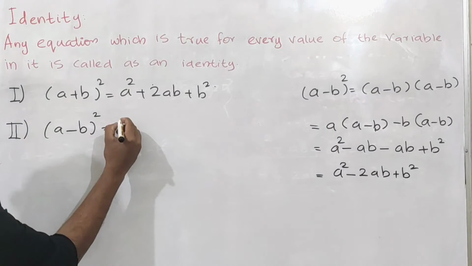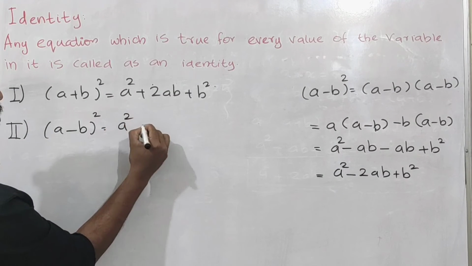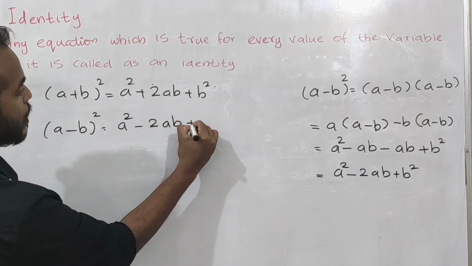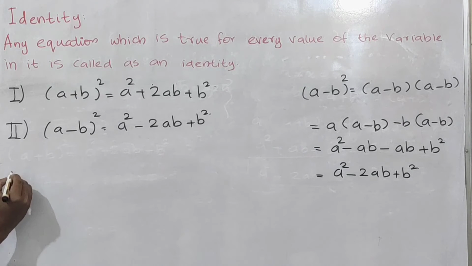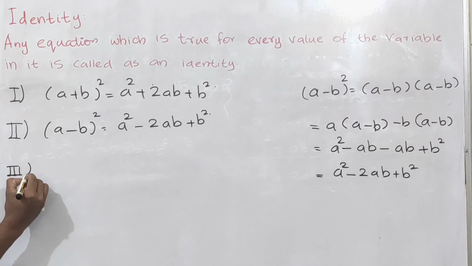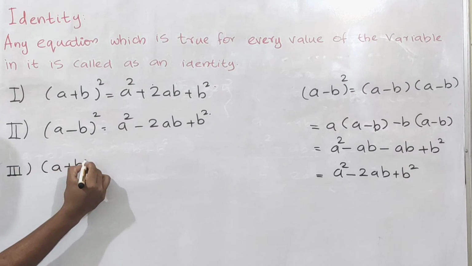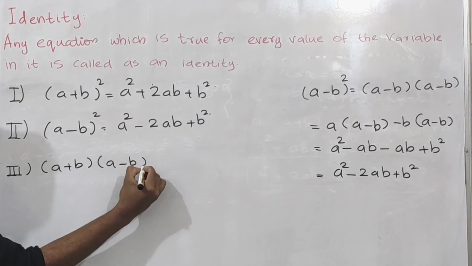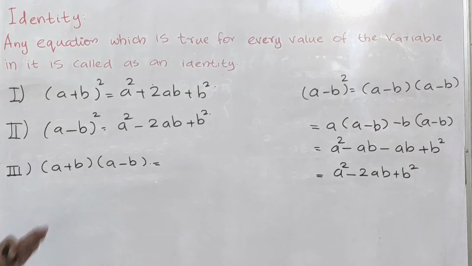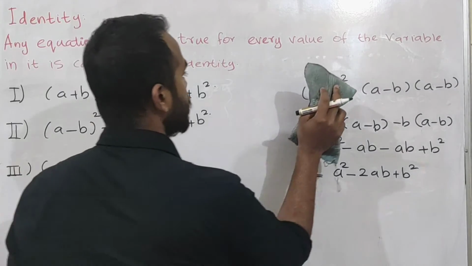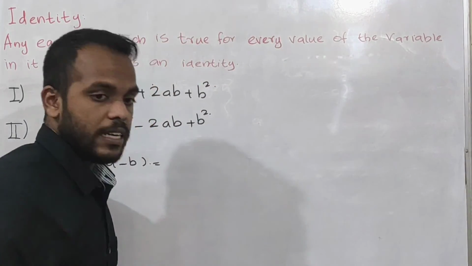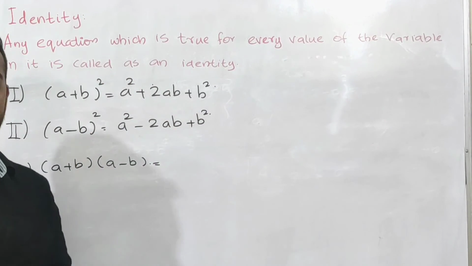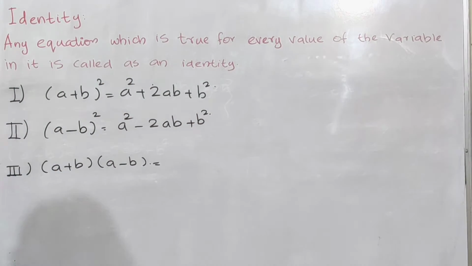So here is our second identity: a square minus 2ab plus b square. Learn these identities by heart. It will be very, very helpful for you. Now the third identity that we need to learn is (a + b) into (a - b). We will see all the examples and questions using these identities in our next class. So everything will be clear.